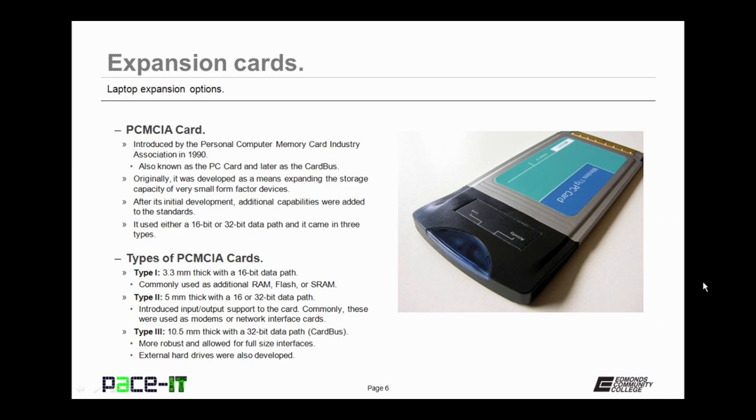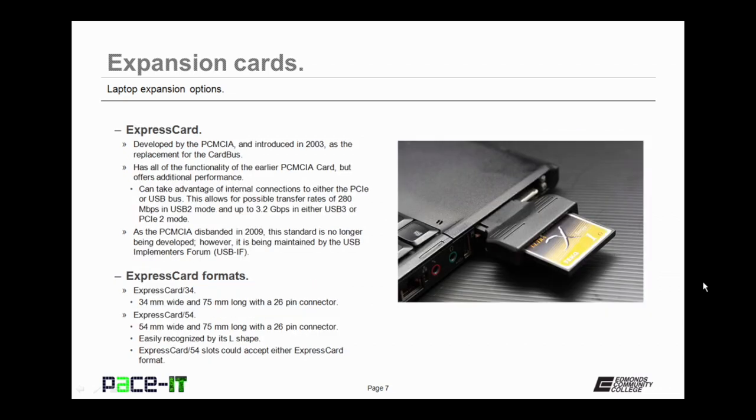The final type of PCMCIA card was the Type 3 card. It was 10.5 millimeters thick, and it always came with a 32-bit data path. This is the CardBus card. It is more robust and allows for a full-sized interface as opposed to the compact input-output interfaces that came with the Type 2 card. External hard drives were also developed as Type 3 CardBus cards. As the PC card or CardBus card aged, we discovered that it didn't work as well as we'd hoped. So the PCMCIA developed the ExpressCard and introduced it in 2003 as the replacement for the CardBus.